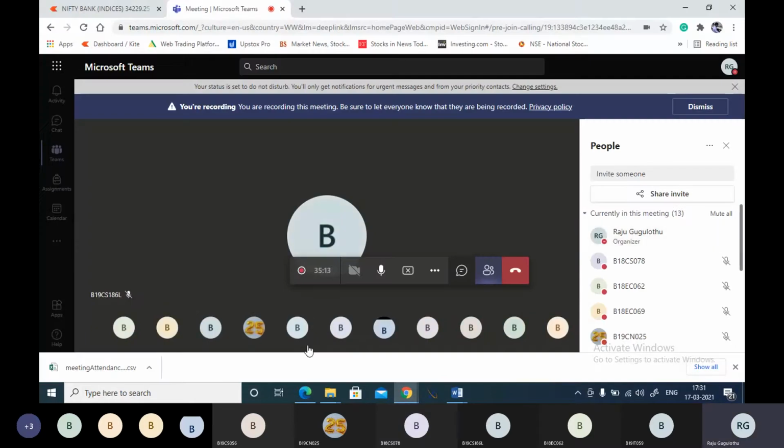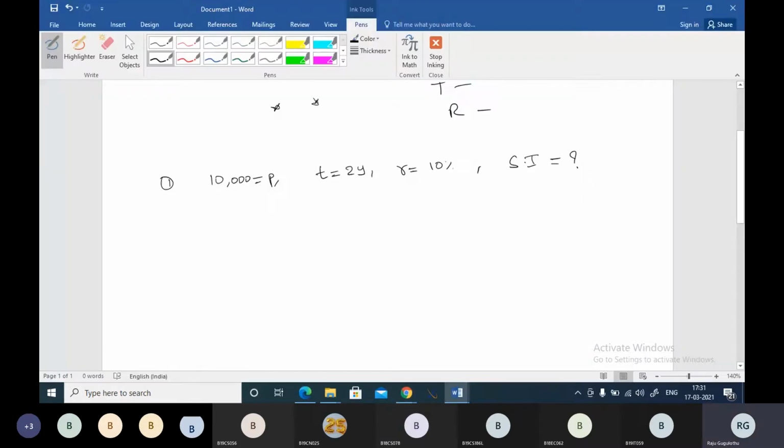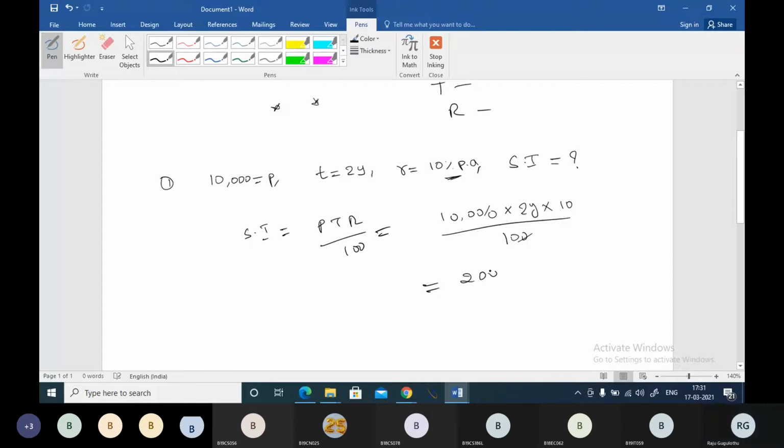2000, sir. Thank you, madam. Right. So, friends, if you substitute in the formula, simple interest is equal to PTR by 100. That is nothing but 10,000 into time 2 years into rate 10%. When nothing is mentioned, we consider the rate as per annum. So the 100 will cancel, and we get 2000. Yes, 2000 will be the simple interest in this case.